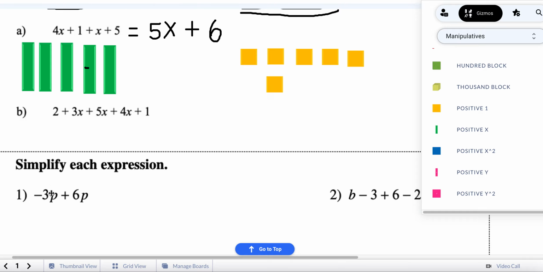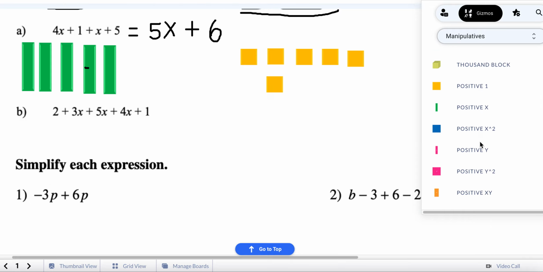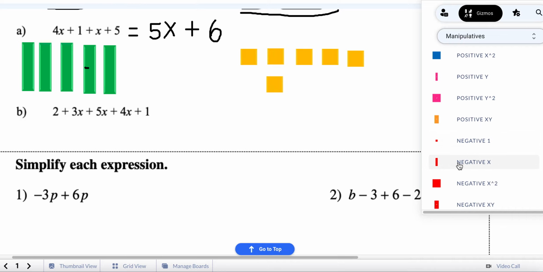Now we need negative p, so I'm going to look over here for my negative x, and my negative x is right here. You see it's going to be a different color. I mean, sorry, not yellow, red. So green is positive, red is negative for the variables. And then when you go into the units, you're going to have yellow for the positive units, and you are going to have red for the negative units.